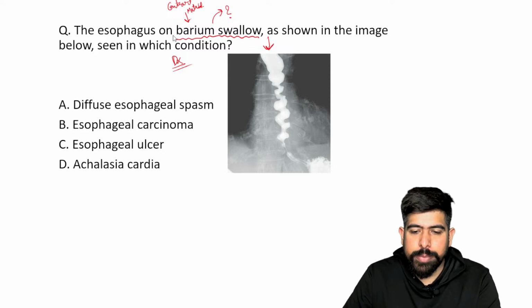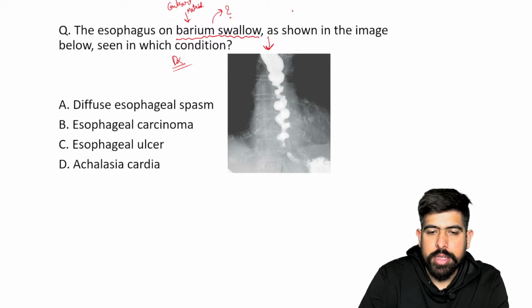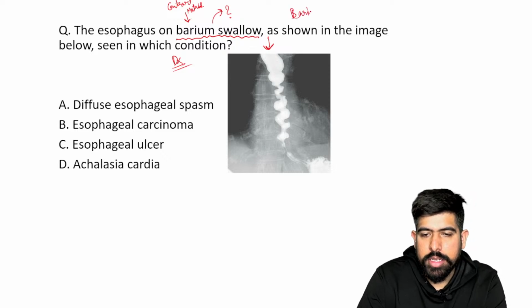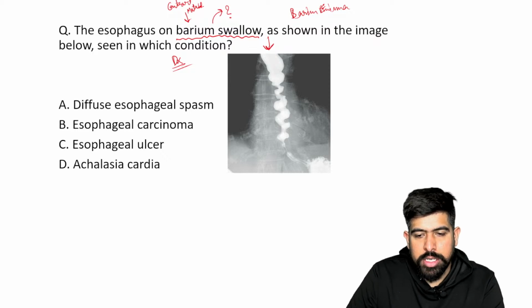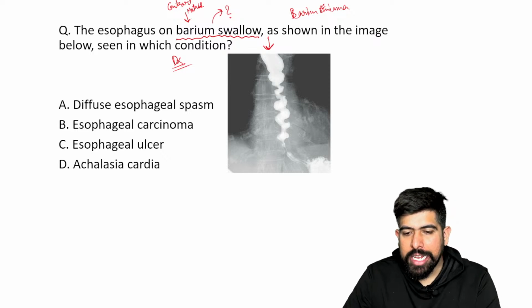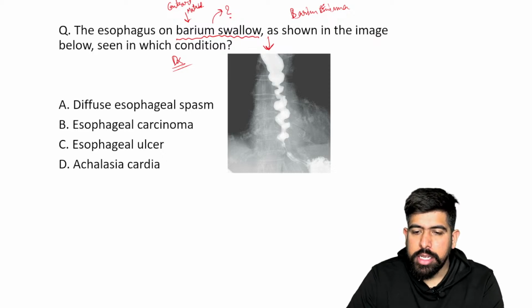And what about the barium enema, guys? Do you know about the barium enema? Of course, for the lower GIT, we are doing the barium enema. In the barium enema, with the same barium contrast material, we give it to the patient through the rectum, and then we take the picture of it.